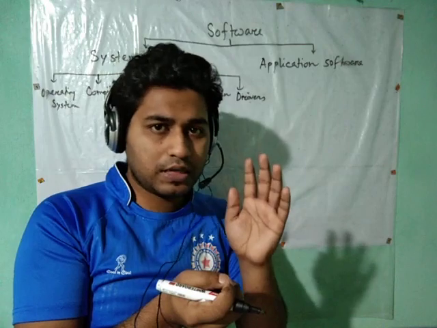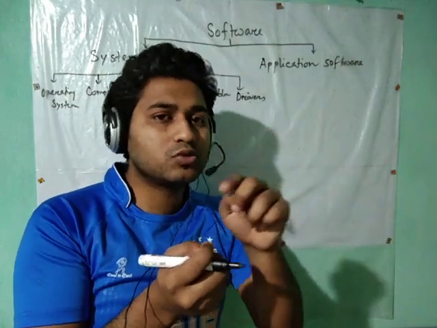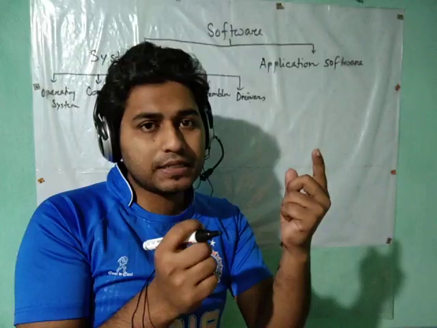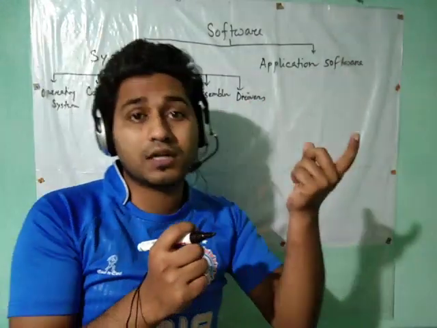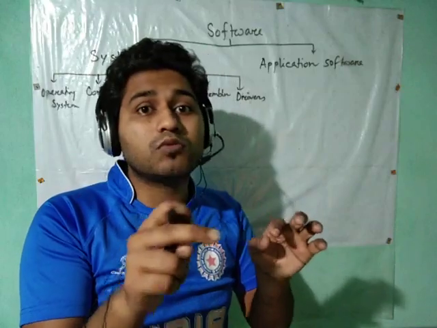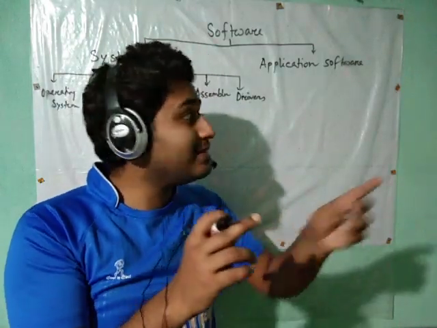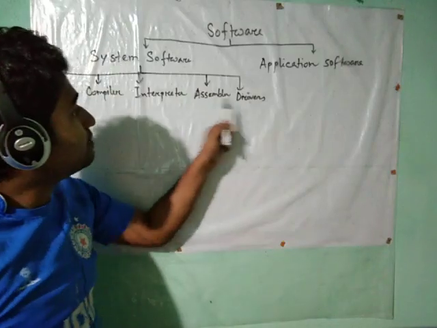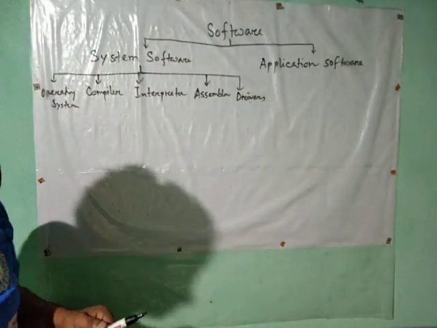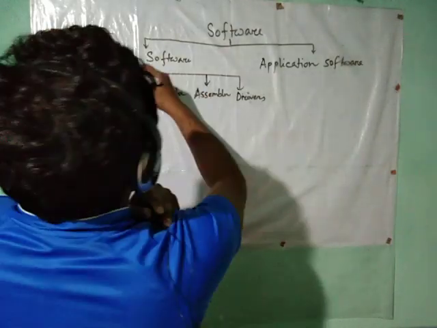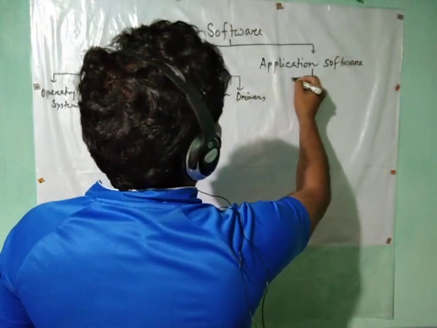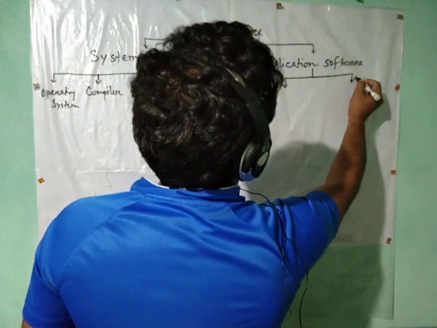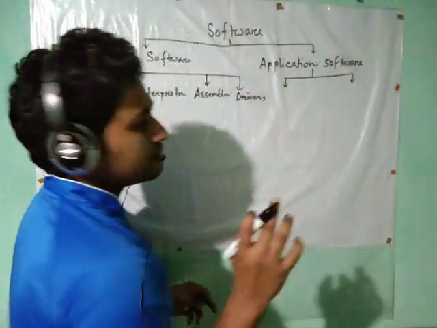run any hardware component. Suppose a keyboard is attached to your computer. Who will operate your keyboard? This driver will operate your keyboard, and what to do with the keyboard will be decided by this application software. Now I think you have understood, right? Now these are the basic 5 types of system software.